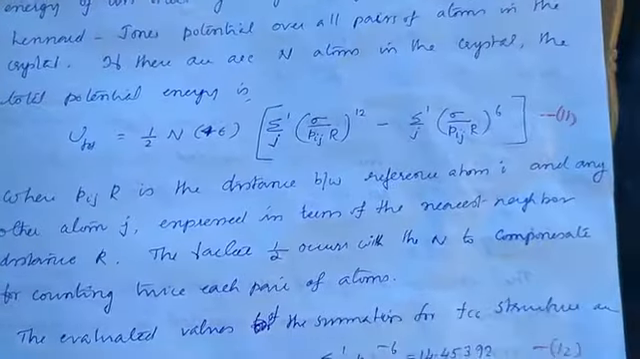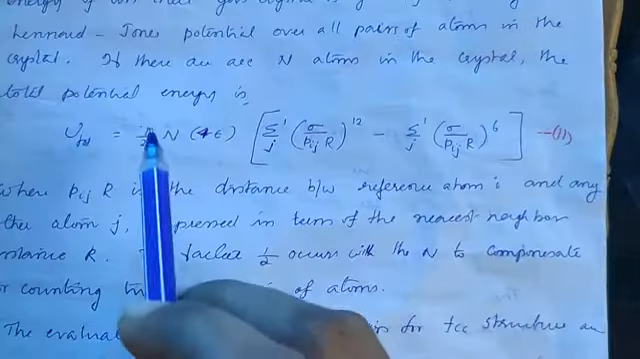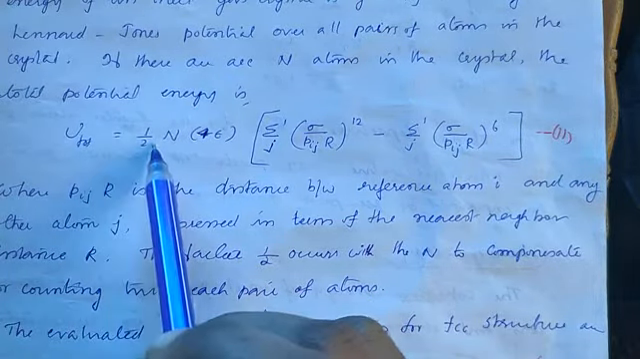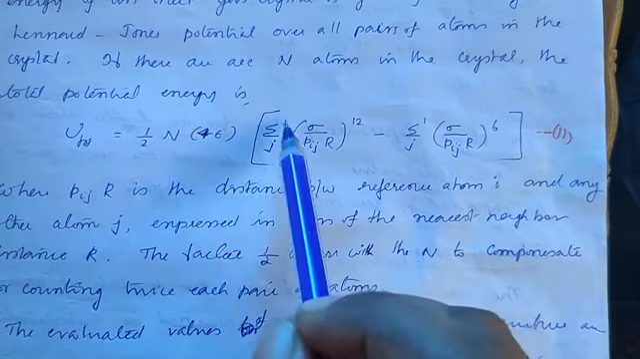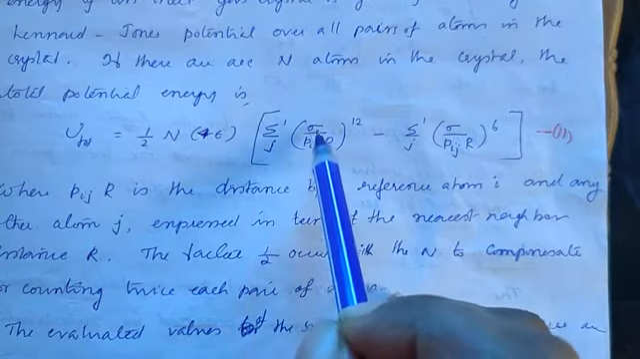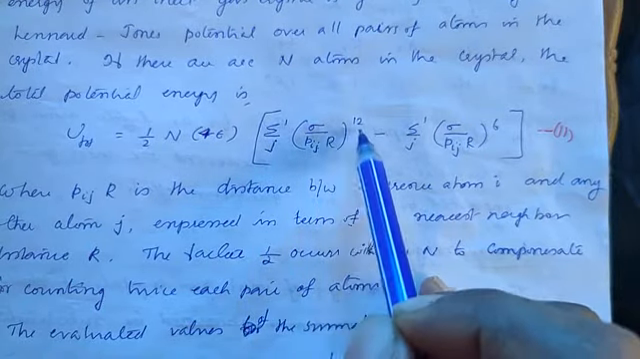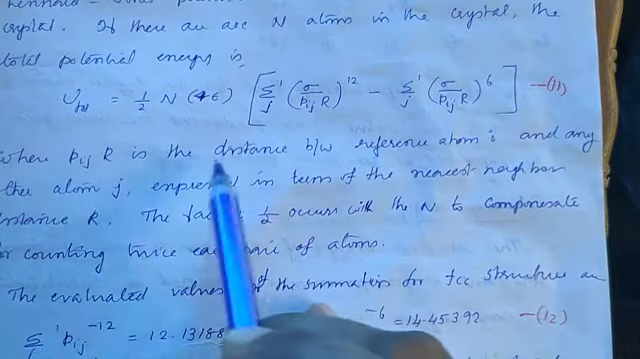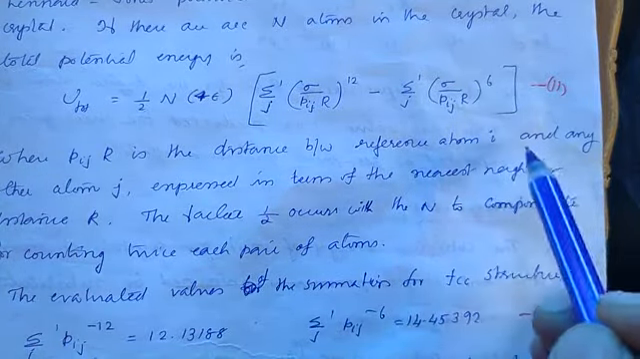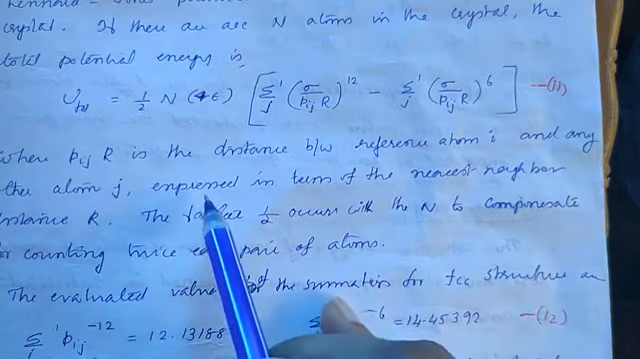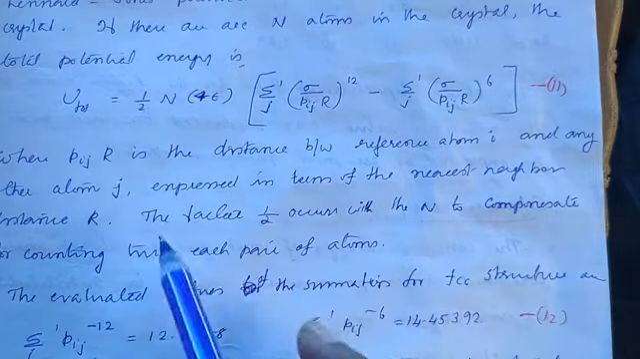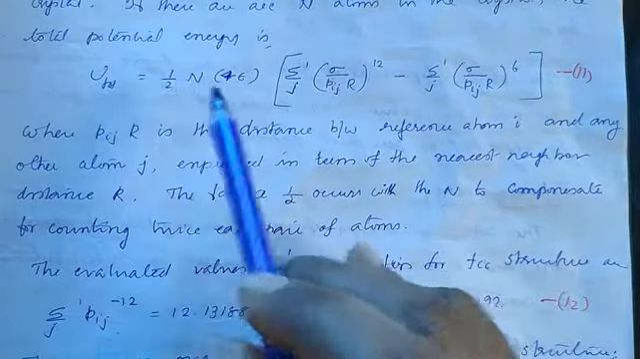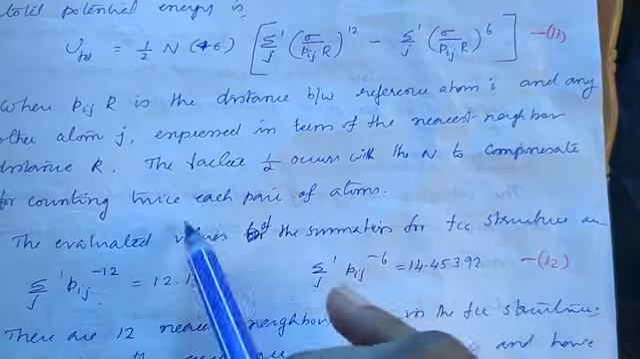Suppose there are N atoms in a crystal. Then the total cohesive energy is given by U total equal to half N times 4 epsilon, and here a summation appears, the sum over j of (sigma by p_ij R) to the power 12 minus a similar term for the power 6. Here p_ij R is the distance between the reference atom i and any other atom j, expressed in terms of the nearest neighbor distance R. The factor 1 by 2 appearing here is to compensate for counting each pair of atoms twice.